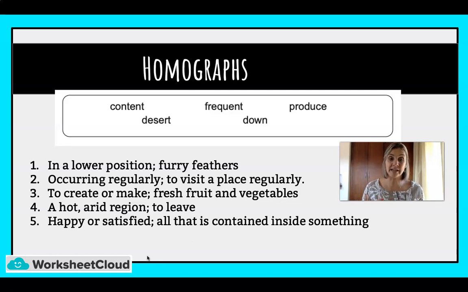Number 3, to create or make is to produce. But if we're talking about fresh fruit and vegetables, we talk about produce, fresh produce. A hot, arid region, yes, is a desert. But if you leave, you desert someone. Number 5, happy or satisfied, you are content within yourself. And all that is contained inside something is the content. So the content of this book.